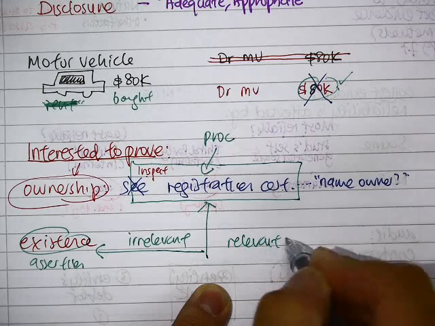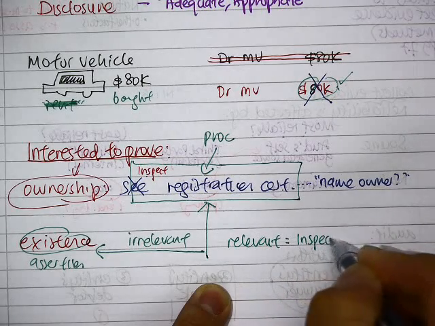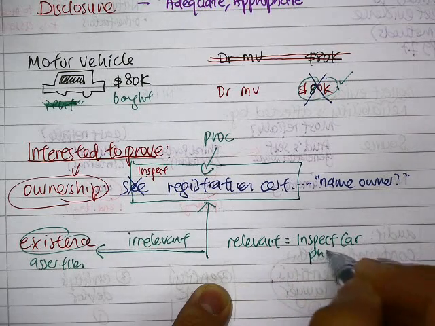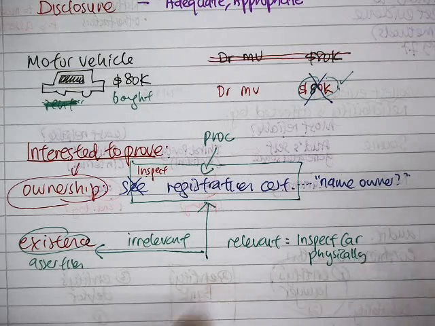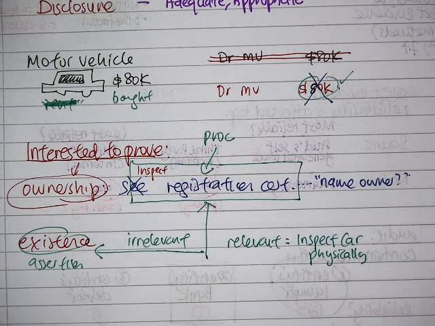Something relevant is that you inspect the car physically. Correct or not? Inspect the car physically. So you must show me the car. From the registration cert, they give the engine number and the chassis number. They must go open it up and check that this number is the same. You cannot just say, I look at the number plate.